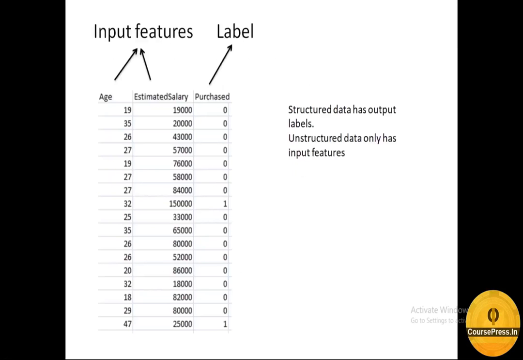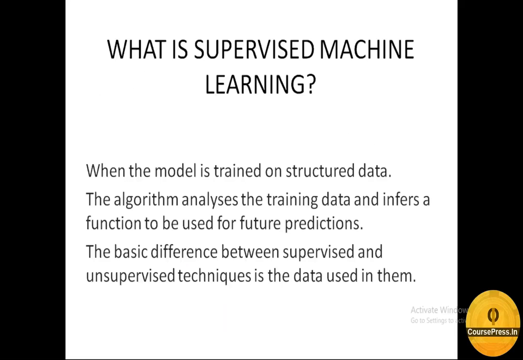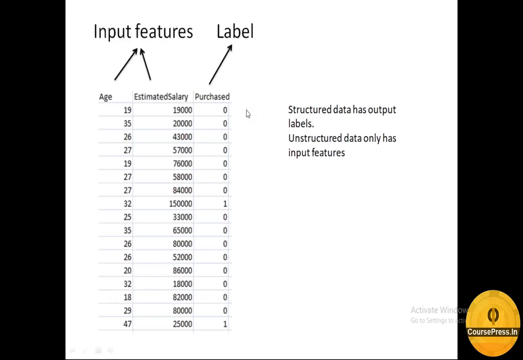Now, what is the basic difference between structured and unstructured data, or supervised and unsupervised machine learning? It is the data that the model uses. That is the difference between supervised and unsupervised machine learning techniques. Supervised machine learning techniques use structured data. The basic difference between the two types of data is the presence of a label.